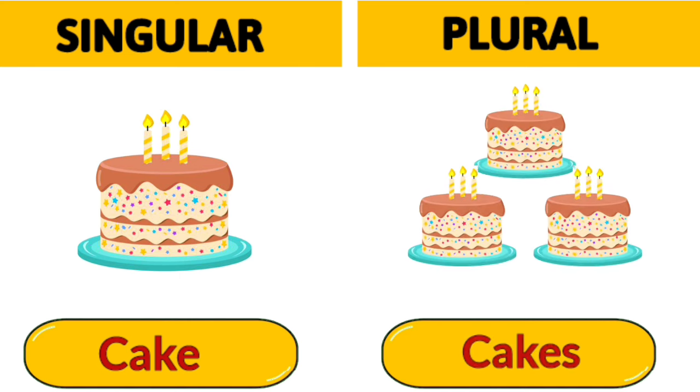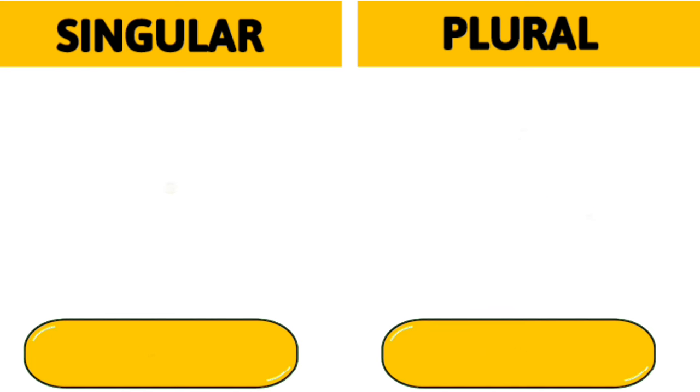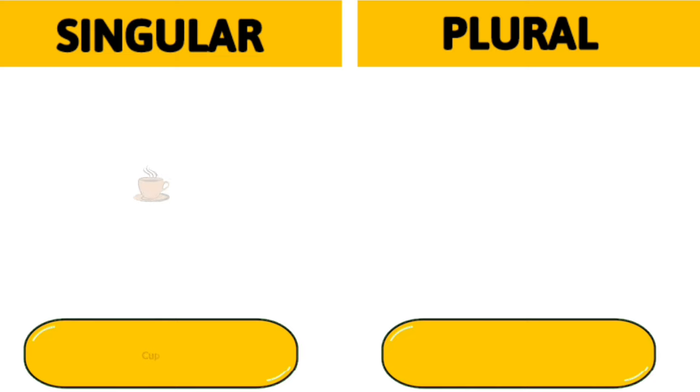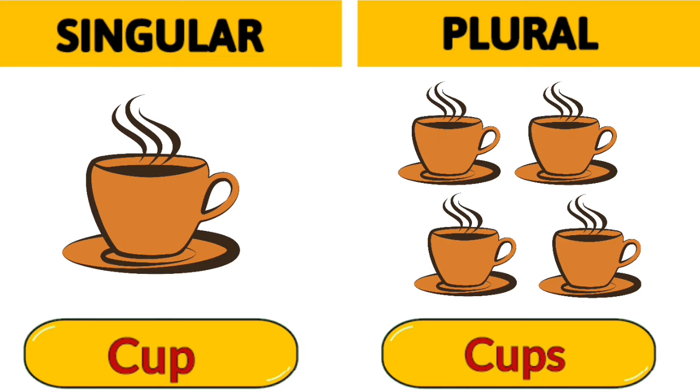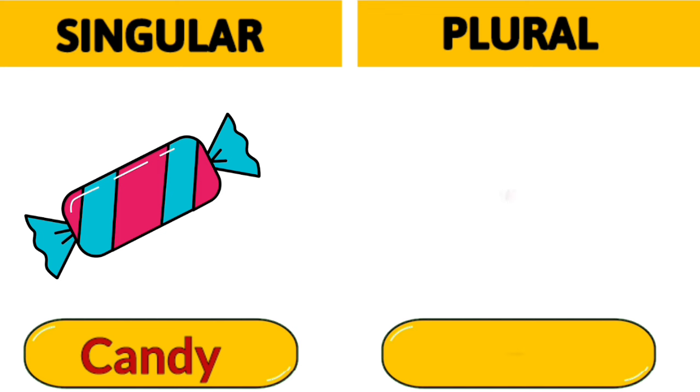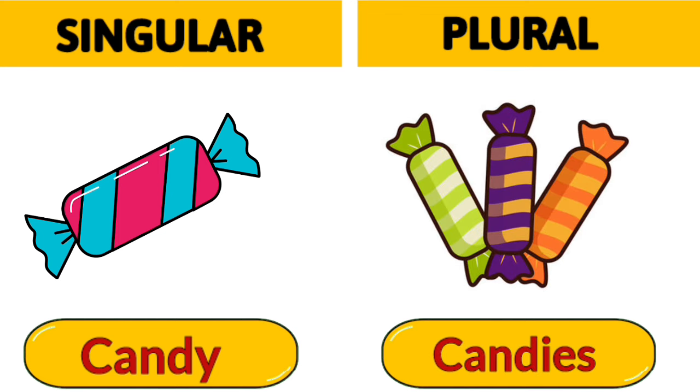Cake. Cakes. The plural of cake is cakes. Gift. Gifts. The plural of gift is gifts. Cup. Cups. The plural of cup is cups. Candy. Candies. The plural of candy is candies.